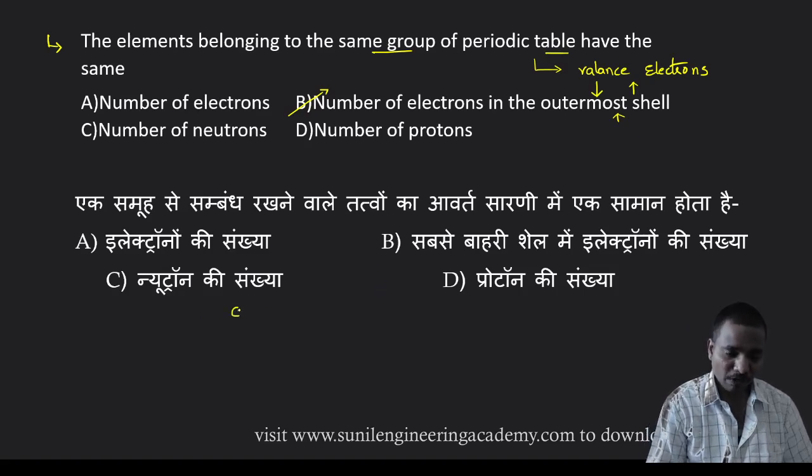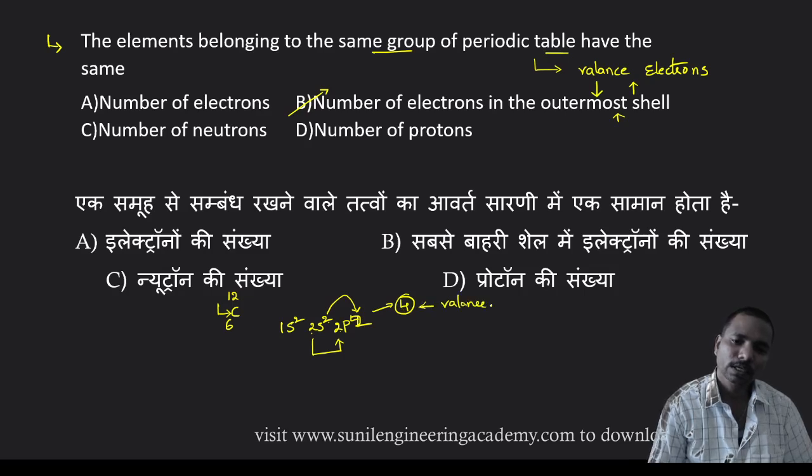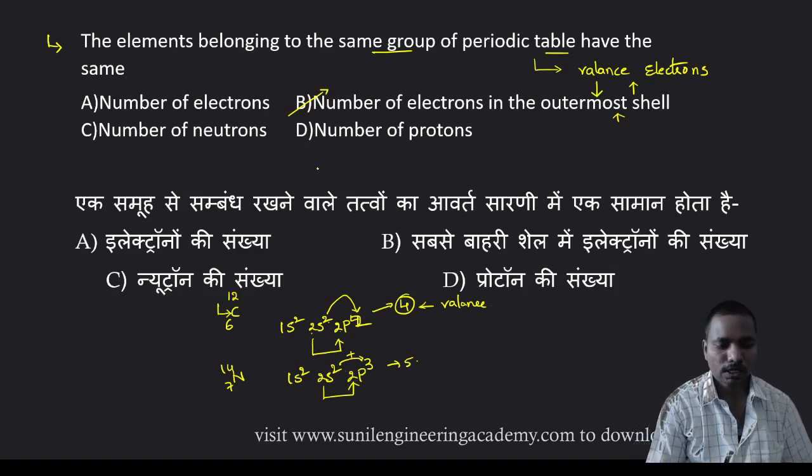For example, consider carbon, atomic number 6, mass number 12. The electronic configuration is 1s2, 2s2, 2p2. The second orbit is called the outermost orbit. Here, how many valence electrons are there? In the second orbit, 2 plus 2, so a total of 4 are valence electrons. If you consider nitrogen, 7, 14, 1s2, 2s2, 2p3. In the second orbit, 2 plus 3, so a total of 5 we have. Like that, the electrons present in the outermost orbit are valency electrons. So the answer is option B.